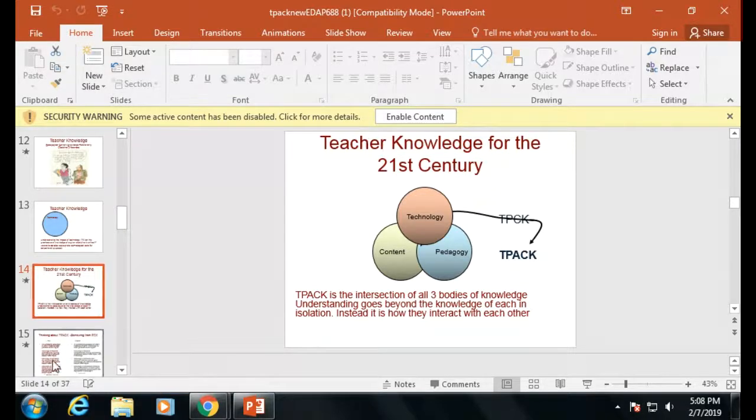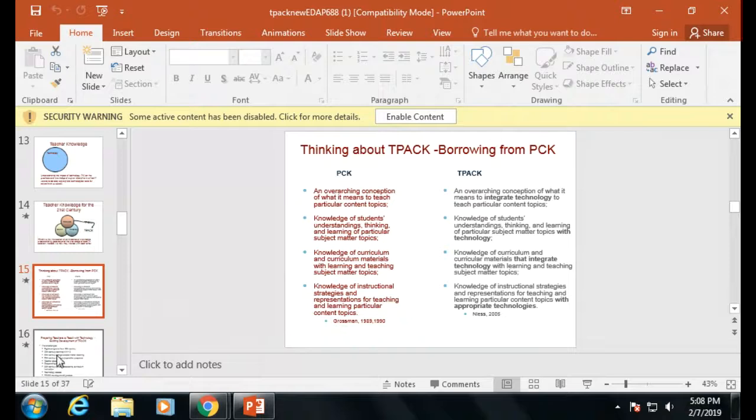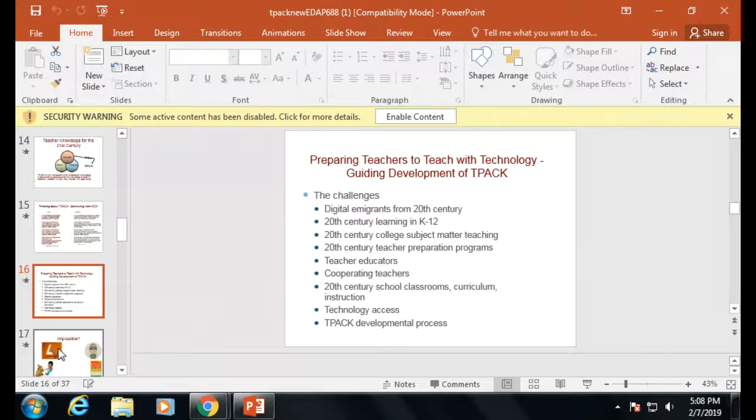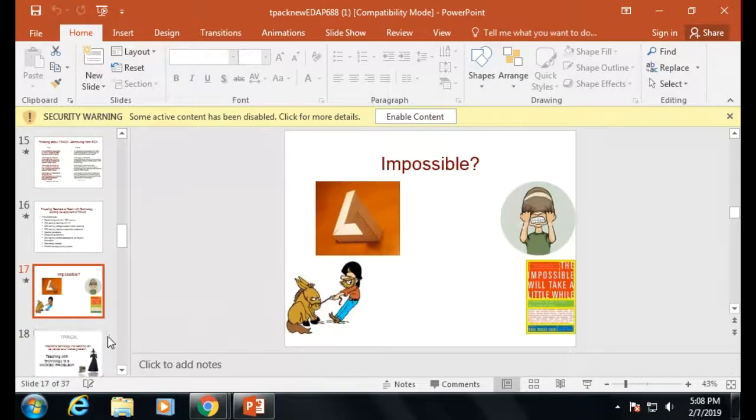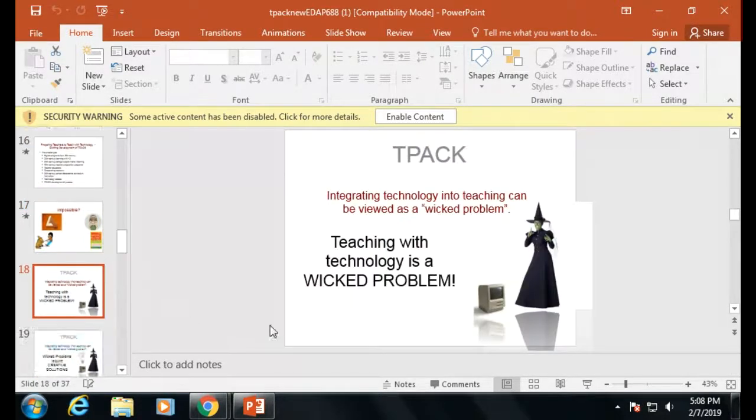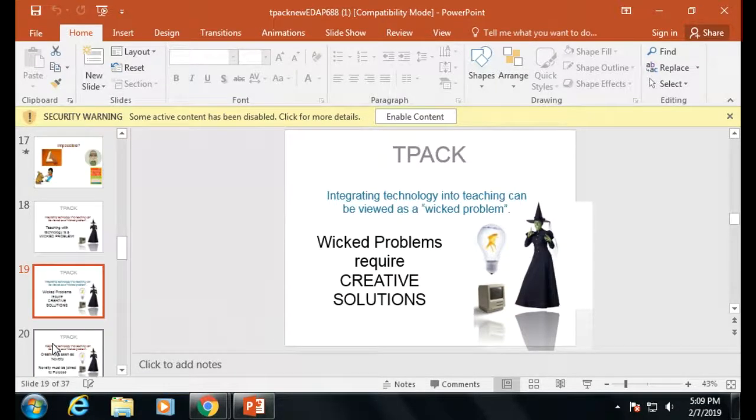I'm going to jump through some more of these because we don't need to be looking at that. This is the thing about preparing teachers to teach with technology, the guiding development of TPACK. And these are the challenges. This goes back to the wicked problem first stated. Is it impossible to do? No, it's not. You have to understand that it is a wicked problem, first and foremost.